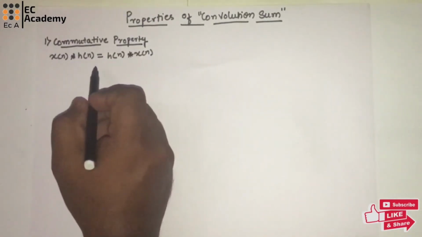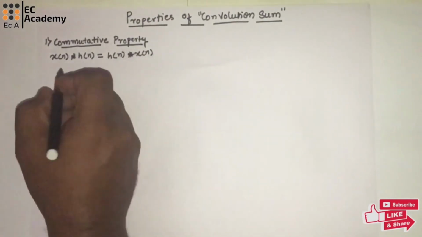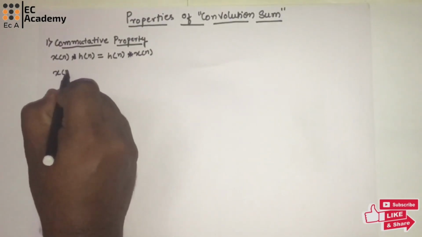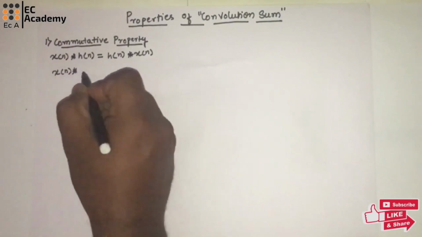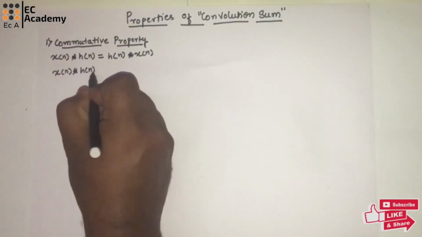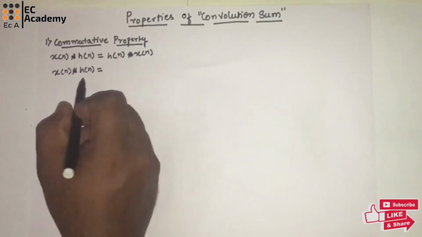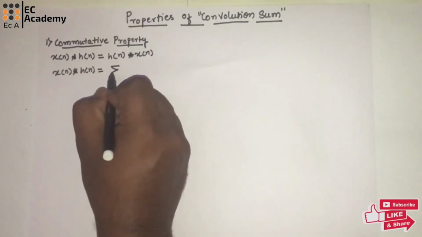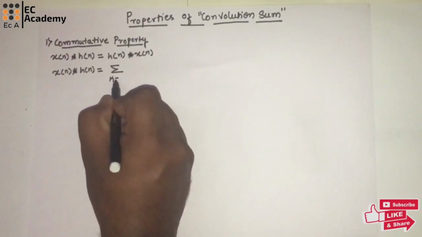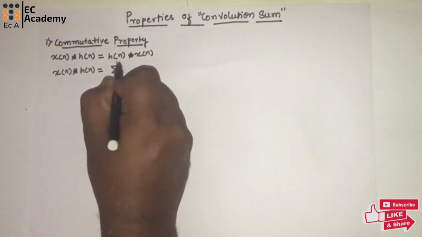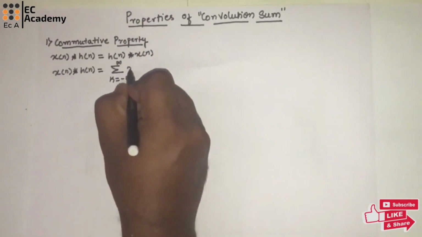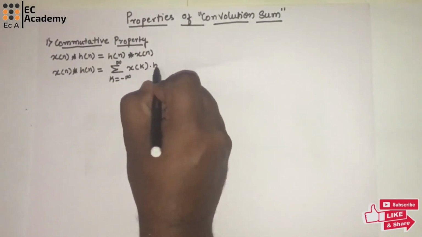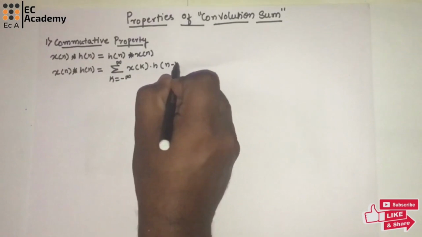Now let us prove this property. First let us take LHS. x of n star h of n is equal to, so we can write the formula for convolution. So we can write that as summation of k is equal to minus infinity to infinity x of k into h of n minus k.